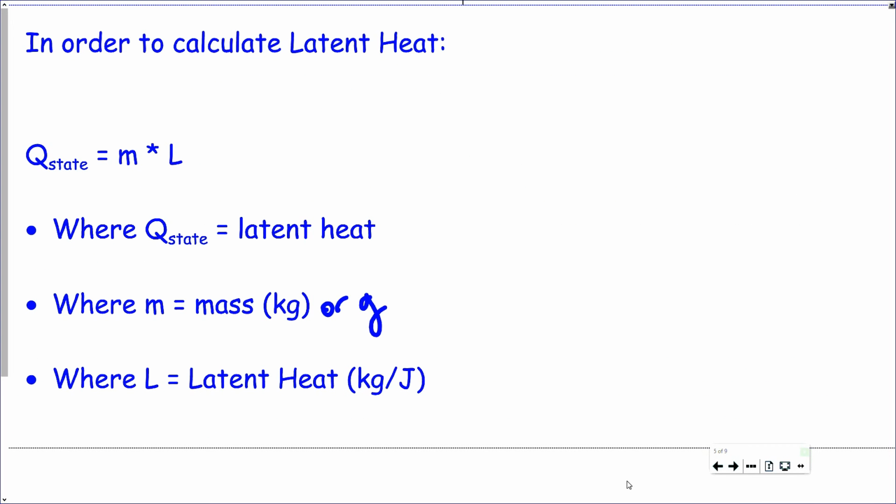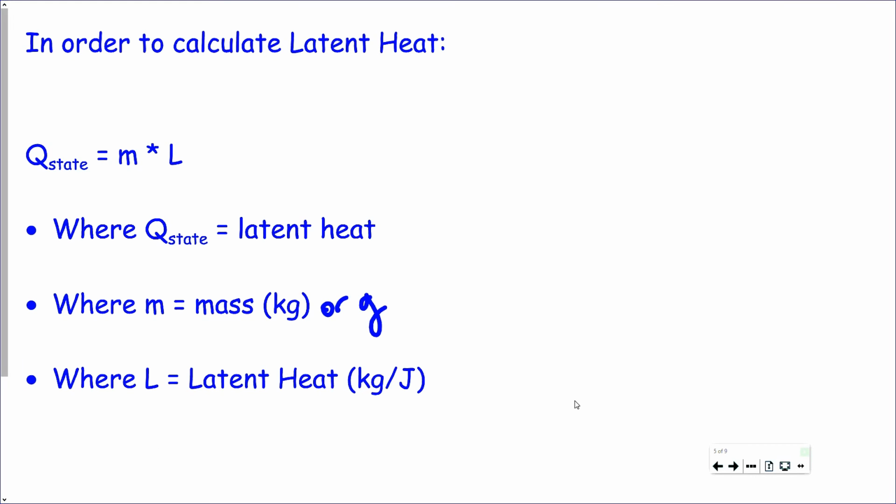Here's the formula in order to calculate latent heat. We are still using capital Q as the symbol for heat. The subscript state just means state of matter. So the state here is going to be from solid to liquid or liquid to gas. That's usually written as a subscript by the letter Q.